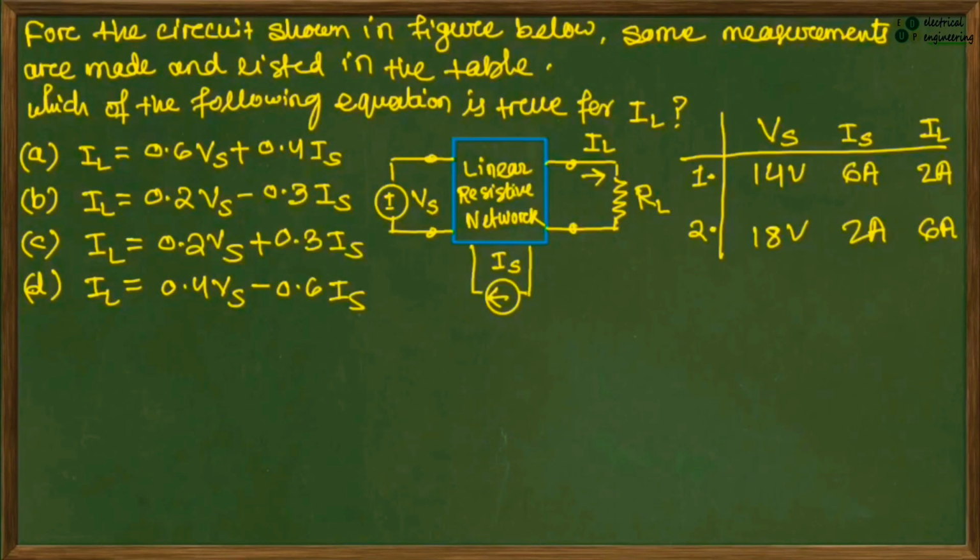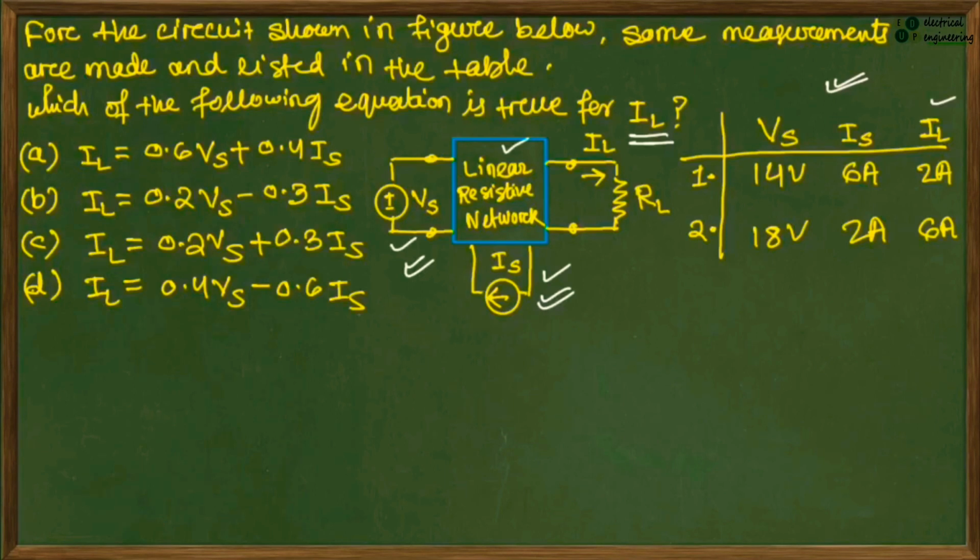Here in this question we have been given a network, that is a linear resistive network, where there are two sources, one is a voltage source and the other one is a current source. These two sources are the excitation. Now we have to tell what is the value of IL, that is the response, in terms of Vs and Is. Also we have been given a table, that is the condition, for different values of Vs and Is, what will be IL.